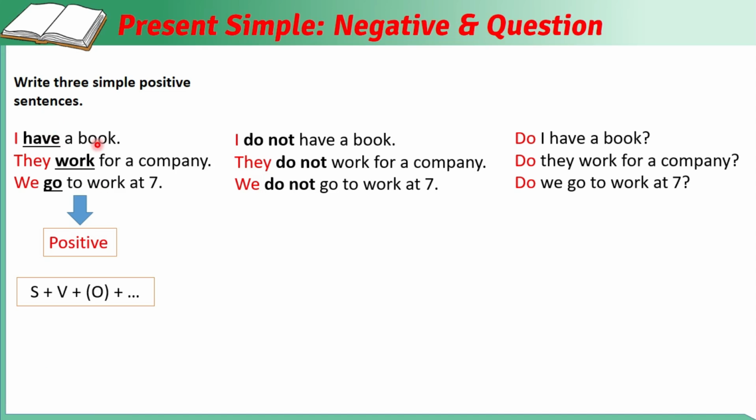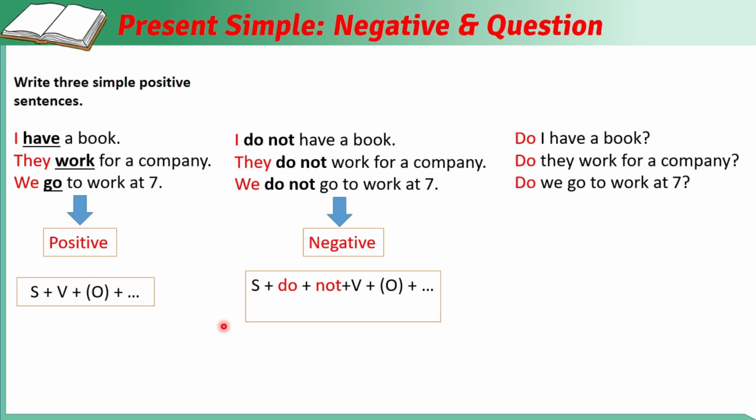Now let's check the form of negative altogether. Okay, negative form, subject plus do plus not plus verb plus object. So you can see the difference between positive and negative. So positive we have only subject plus verb, but in negative you can see do plus not and plus verb. So it's different from positive.